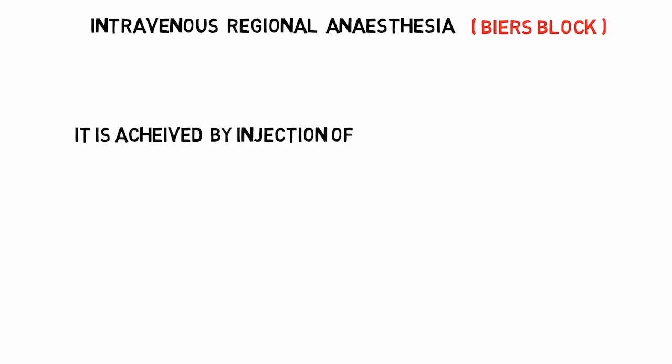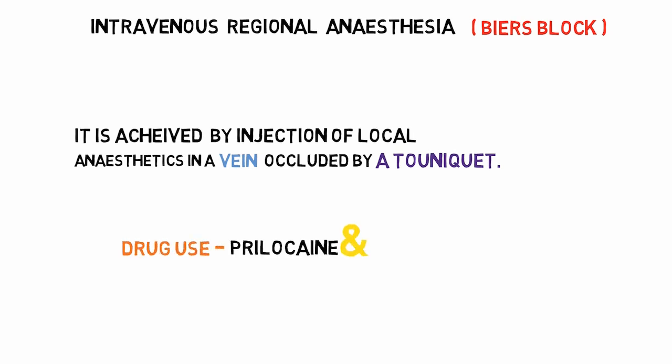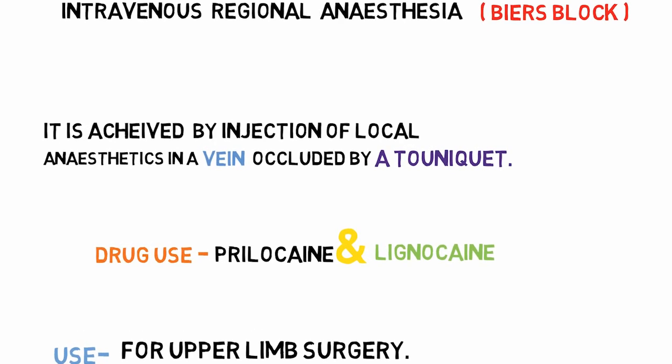Intravenous regional anesthesia or Bier's block. It is achieved by injection of local anesthetic in a vein occluded by a tourniquet. Drugs used: prilocaine and lignocaine. Uses: for upper limb surgery. We will discuss the drugs used as local anesthetics in our next video.